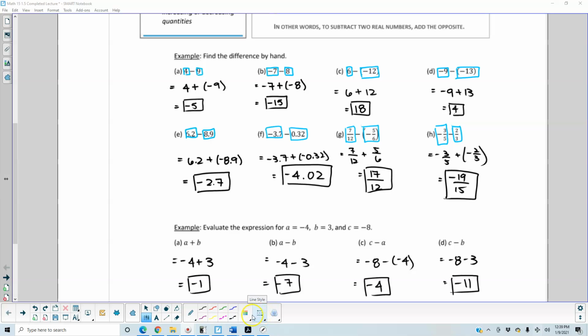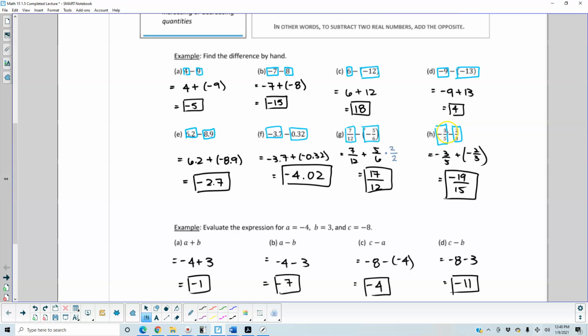Next question. We have 7/12 minus negative 5/6. So we have the opposite of negative 5/6, which becomes plus 5/6. And we want to find a common denominator, which is 12. So this becomes times 2 over 2. And so that becomes 7 over 12 plus 10 over 12, which gives us 17 over 12.